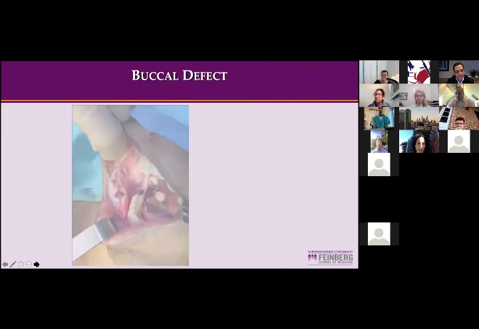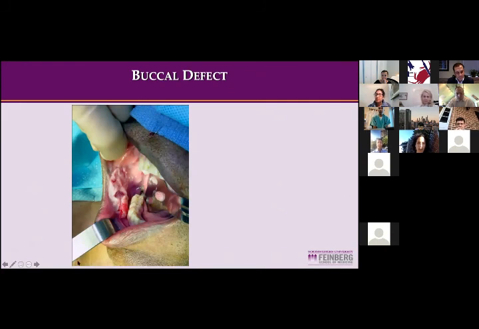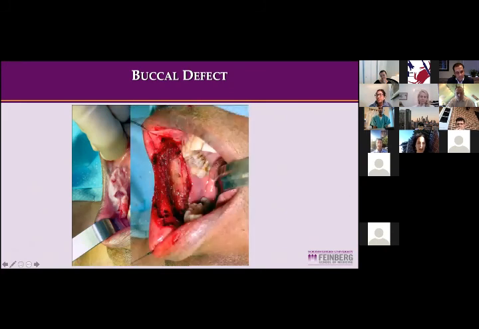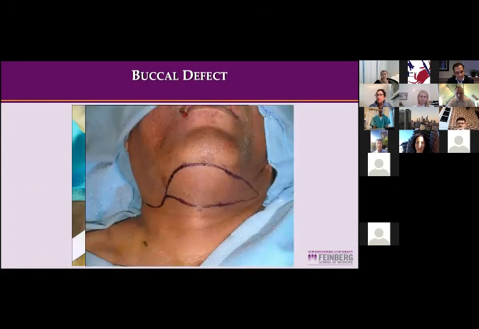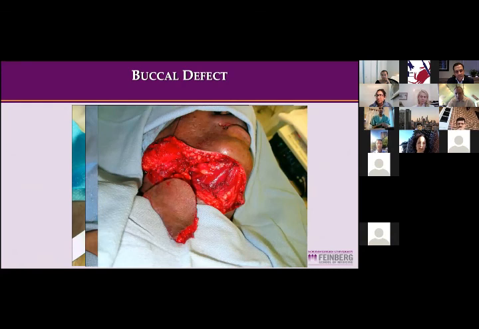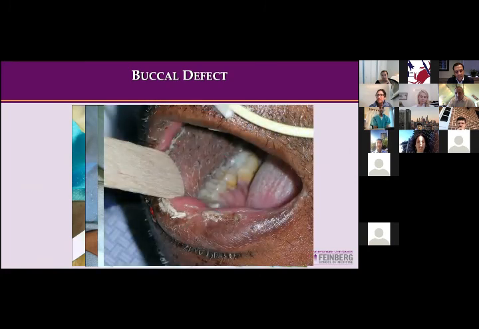Other questions? So I'm just going to share what we actually did. That's the lesion. There's the defect. We actually did go for a submental artery island flap. This was our plan up front. This is the flap as it was harvested. We took the mylohyoid as we discussed earlier today, and then brought it into the mouth. And this is the patient, I think about a week post-op.